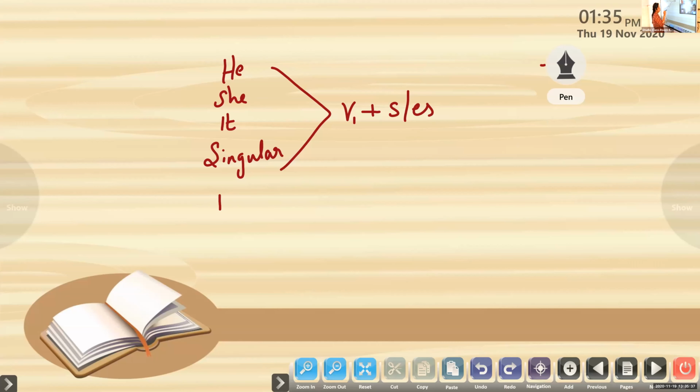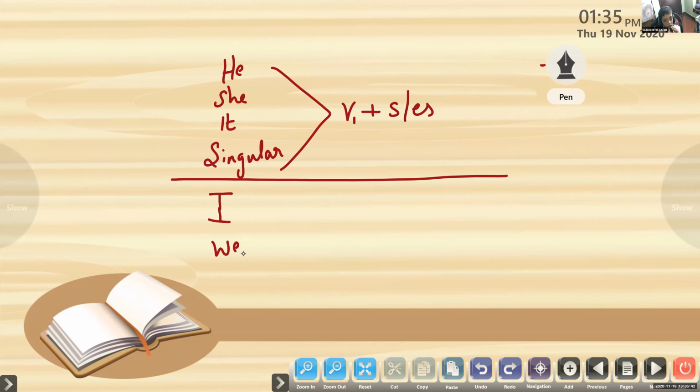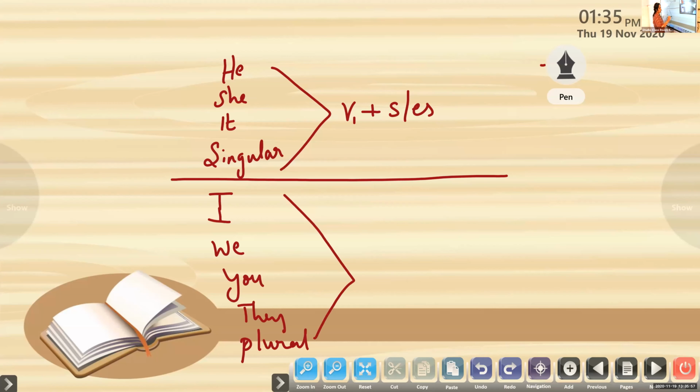But look at this. I'll share the notes. I, we, you, they, and the plural subjects take verb 1 plain, just verb 1. For example, I'll give you run. Here, runs. It's a sample verb I used, runs.